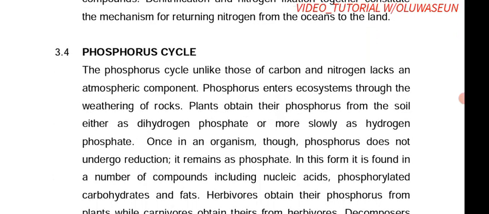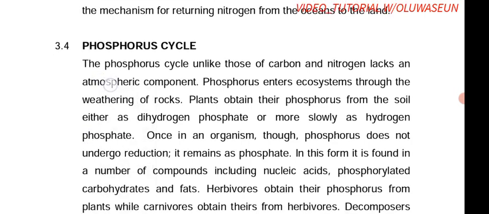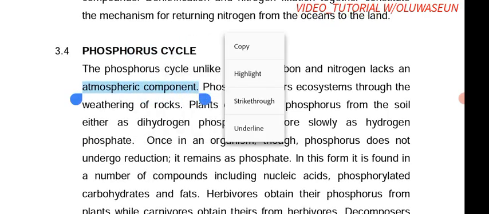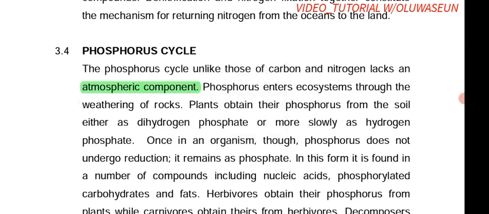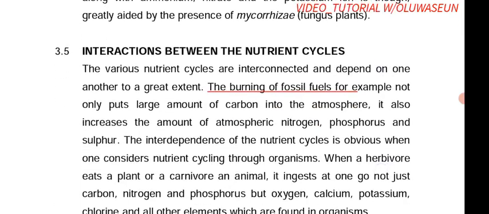Now the phosphorus cycle. The only thing they will ask you, maybe in your TMA, is what makes the phosphorus cycle different. And it is different because it lacks an atmospheric component. Everything about the phosphorus cycle stays in the soil. Their major reservoirs are rock. So that's the only thing that is special about the phosphorus cycle that I want to discuss with you today.